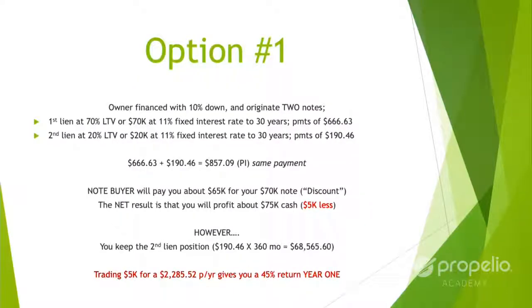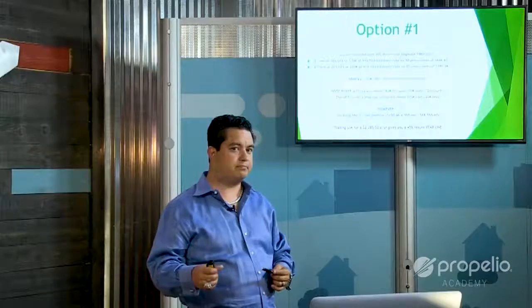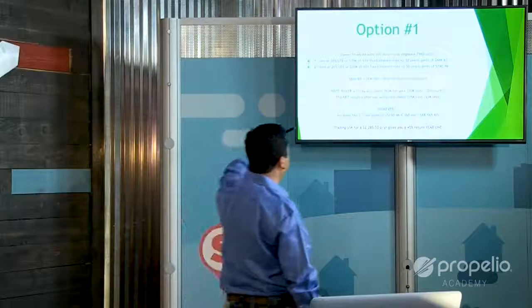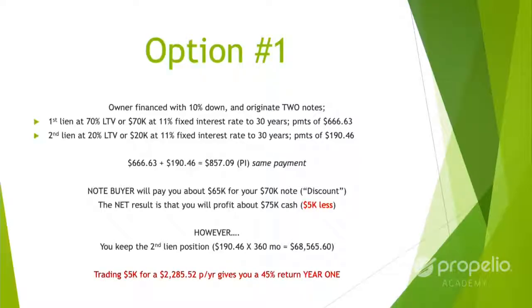Option number one, again, the example of the $100,000 home: you can owner finance it with 10% down, and you're going to be originating two notes. Remember, 70 and 20. The first one is going to be a 70% LTV note, or $70,000, at 11% fixed interest rate for 30 years. That's going to give you payments of $666.63. Got it? Good.